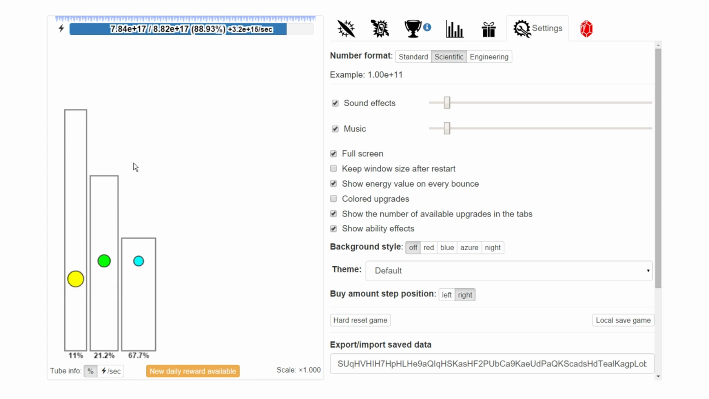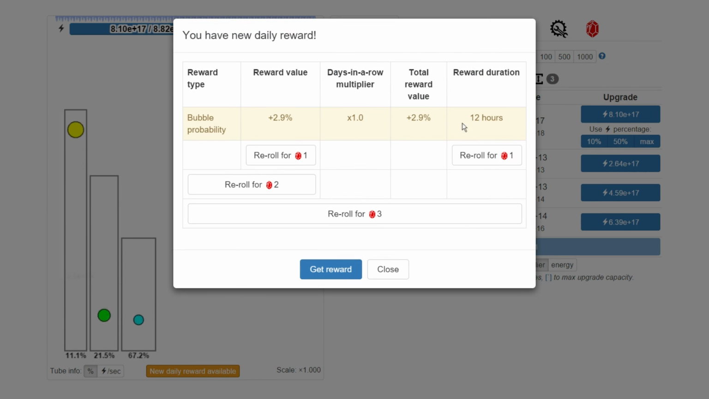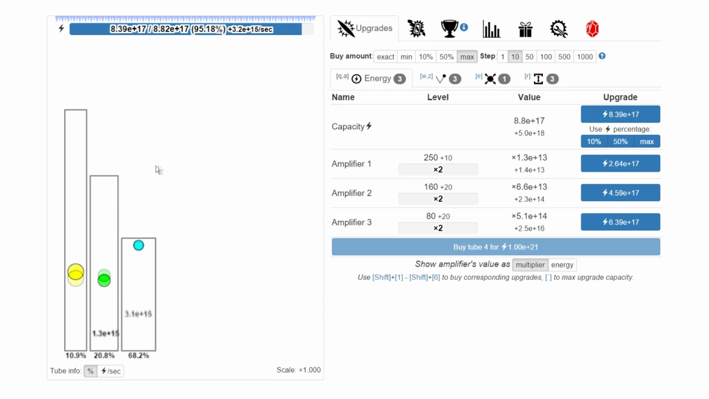It has been a few days since I played last, actually quite a bit of time. I don't remember exactly what we were working on or going for, but we do have a duration thing we can get. What is it? Bubble probability. I'm gonna just claim it. I don't really care. All these bounce pretty good. I don't remember, like I said, what we were working for.